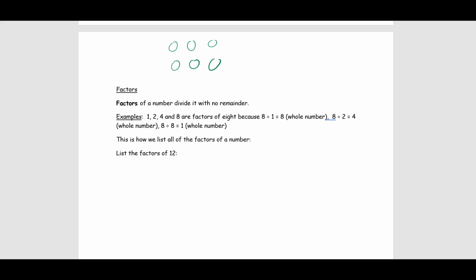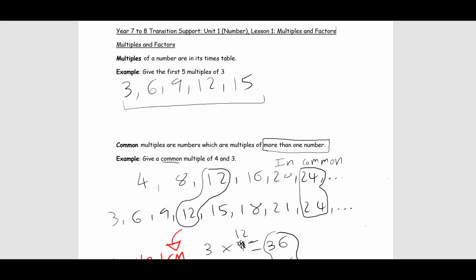Now imagine I want to split up my 6 sweets into groups of 2. Well, I can do that exactly 3 times. I could make 3 groups of 2. So what I've really done there is said that 6 divided by 2 is 3.